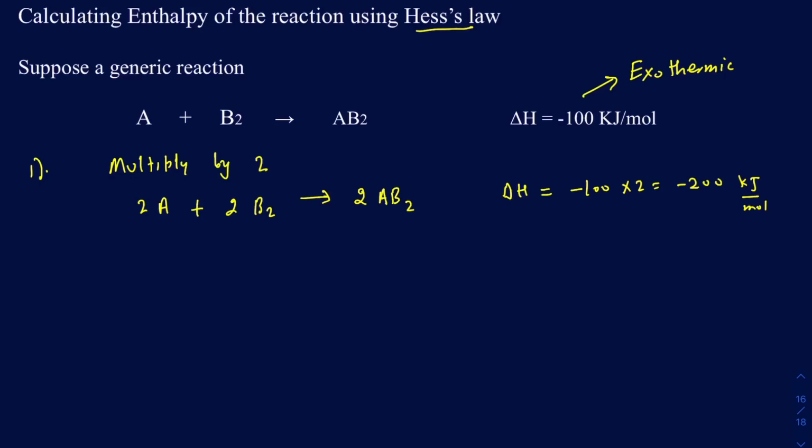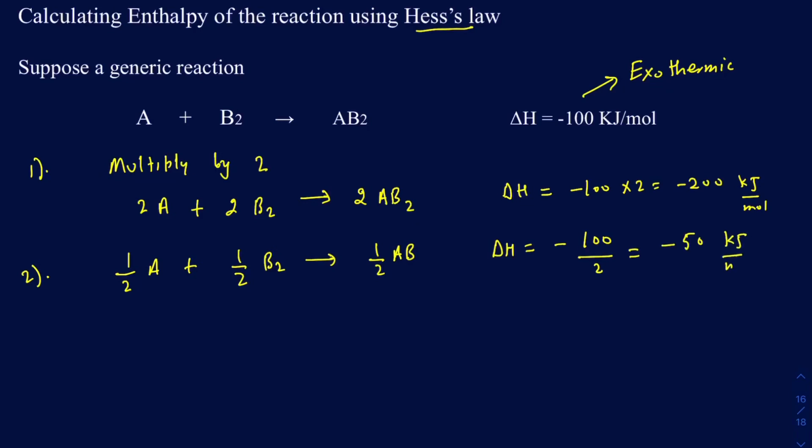Same story if you divide the reactants and the products by 2, you will divide your delta H by 2. So another way of saying, what if I have 1/2 A plus 1/2 of B2, and that results in the formation of half AB2, then how would your delta H change? Well, in that case, you have to halve your original delta H as well, which is going to be 100 divided by 2, and that's going to be 50 kilojoules per mole. Okay, so that's one thing you want to make sure you know.